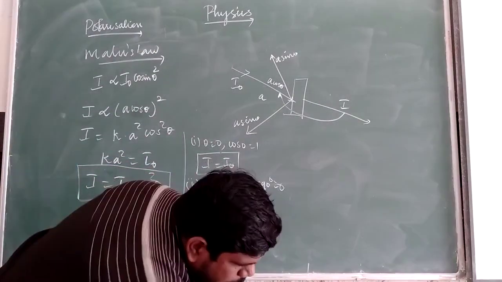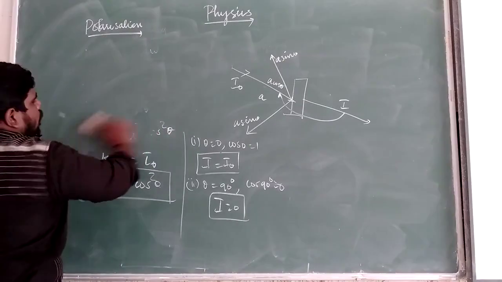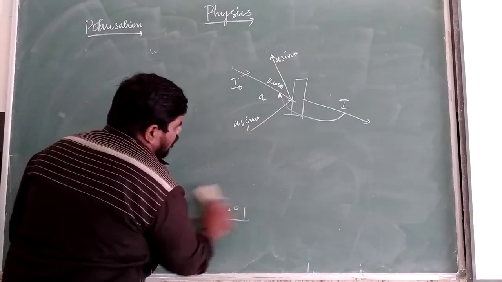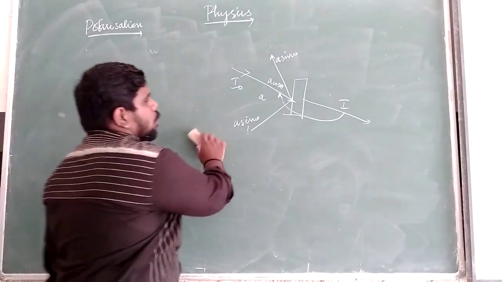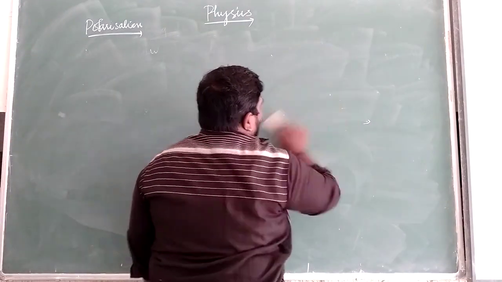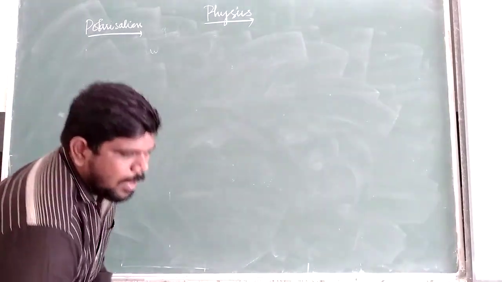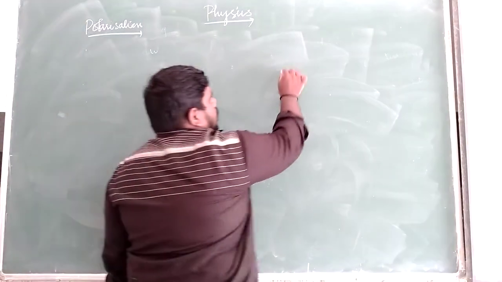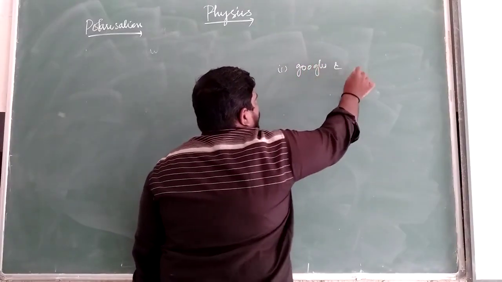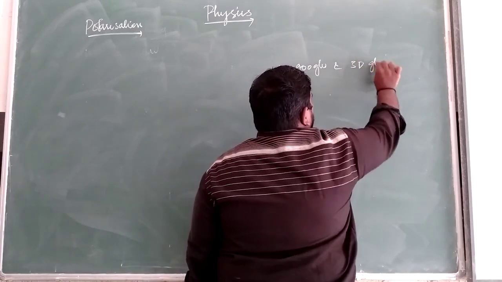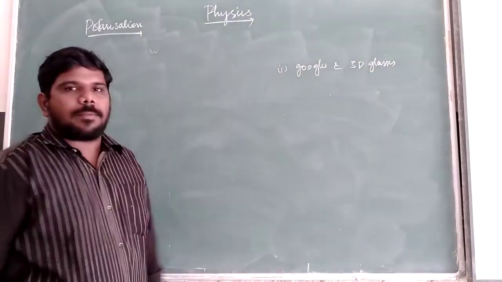The next topic is the uses of polaroids. What are the uses of polaroids? One of the important 3 marks questions. The polaroids are used in goggles and 3D glasses.